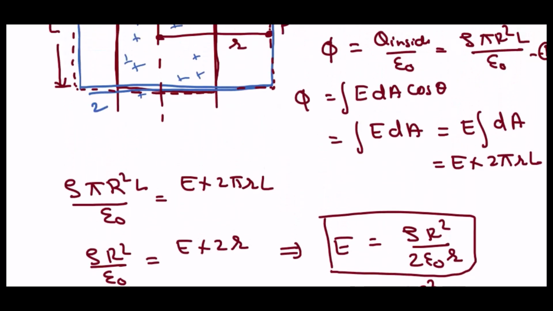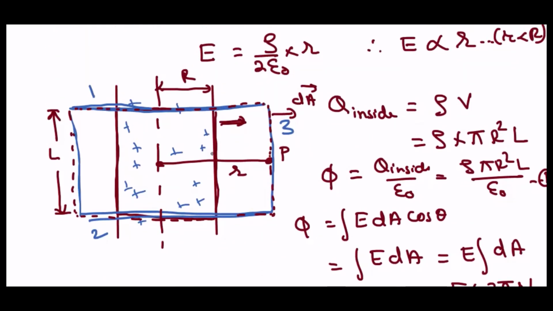So why is that the case? So let's go back to the diagram. As r increases, now the maximum charge is already there for r greater than R.